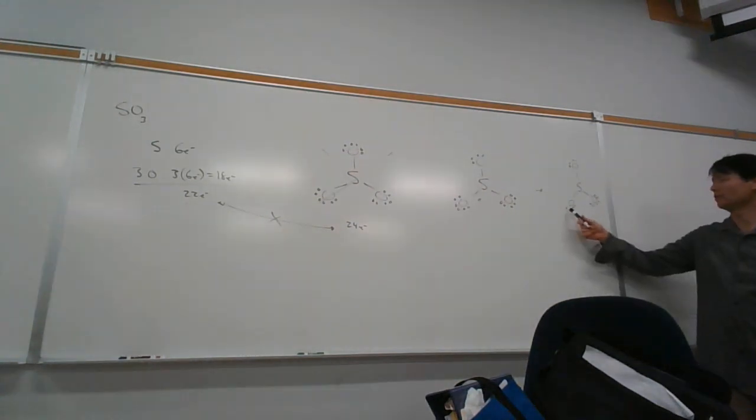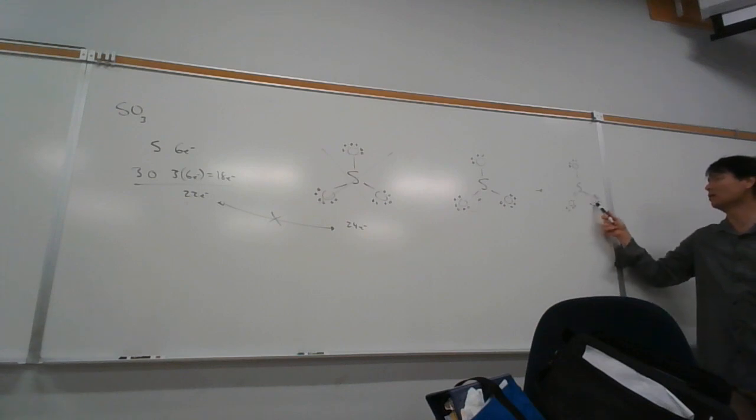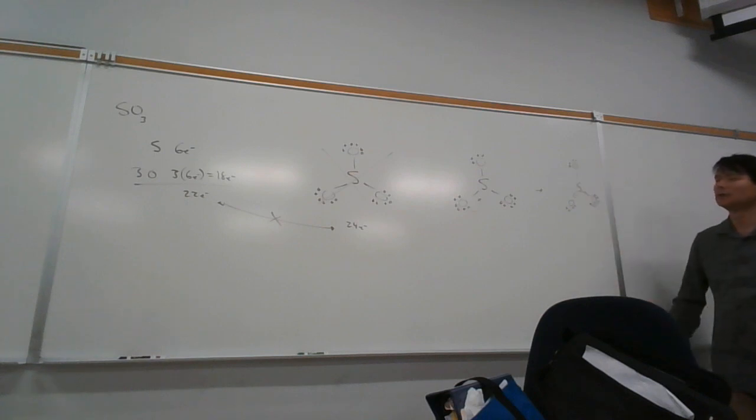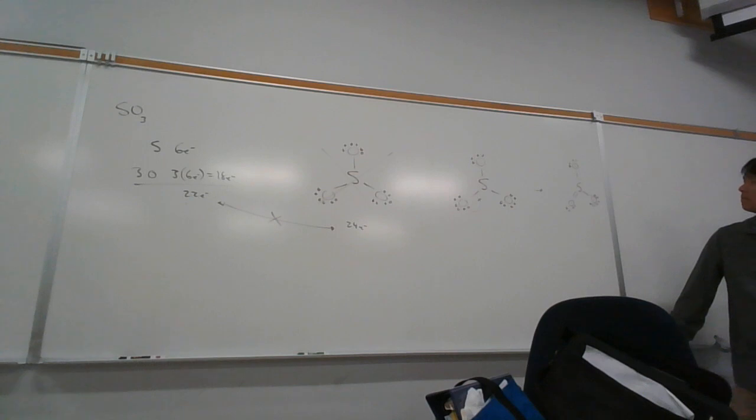And so let me recount the electrons. 2, 4, 6, 8, 10, 12, 14, 16, 18, 20, 22. 22 electrons. And so this is going to give us some trouble here. So what can we do?